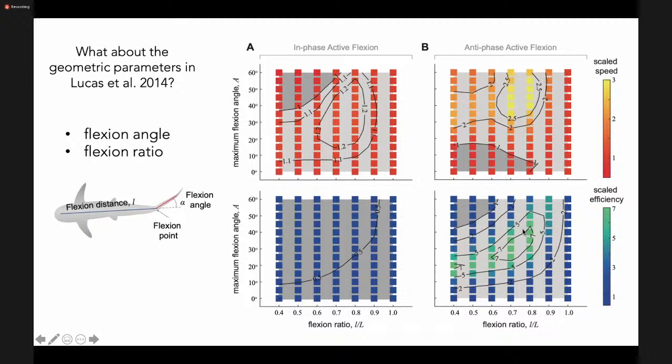advantages, hydrodynamic benefits, if you actively flap in concert with the passive hydrodynamics, and they occur in the region of the parameter space of the flexion angle around here. They occur for flexion angles that are consistent with the experimental data, and flexion ratios, especially for the efficiency, around 2/3 from the head of the swimmer.